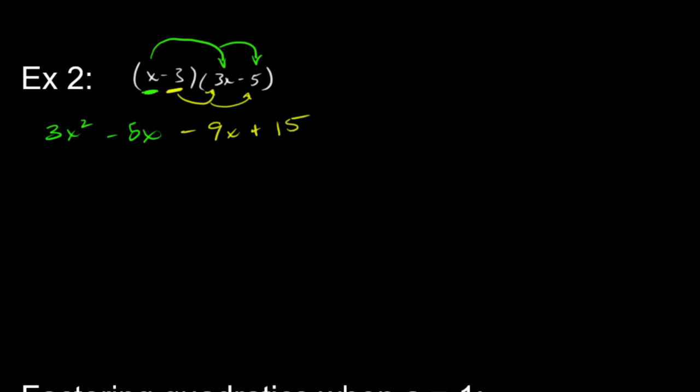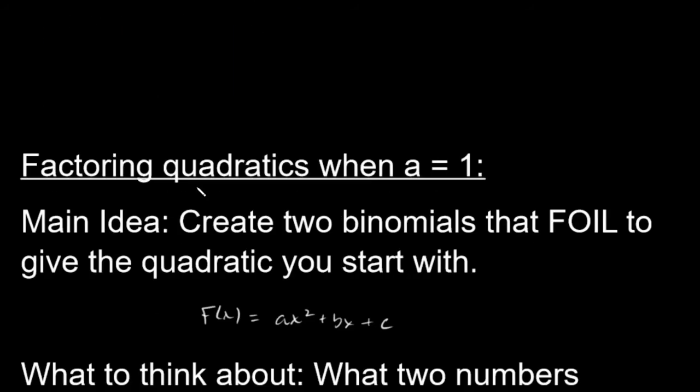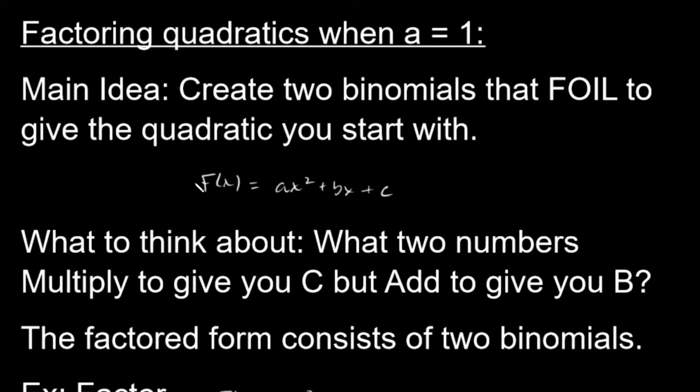And now you combine like terms. You've got your 3x squared from here. Then your negative 5x and your negative 9x combine to give you negative 14x. And then you still have your plus 15. And that's it. Okay? So here, all of this is in your notes already, okay?